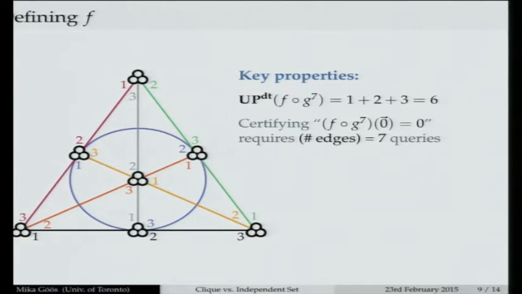So then, it's just an easy counting argument. There are 7 edges. For each edge, you need to at least spend 1 query to disprove that one of its nodes is pointing to that edge.